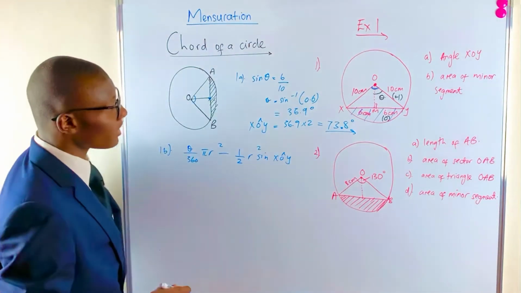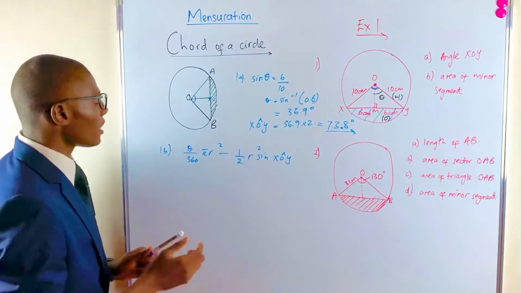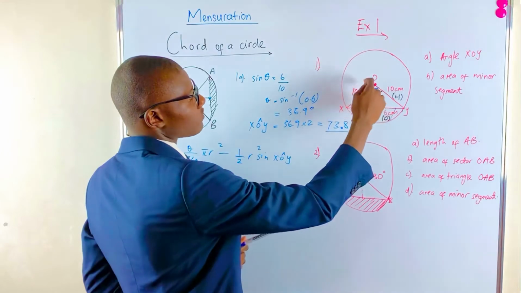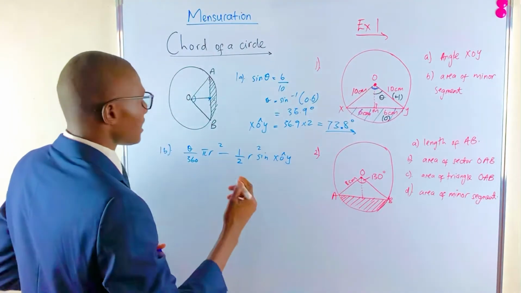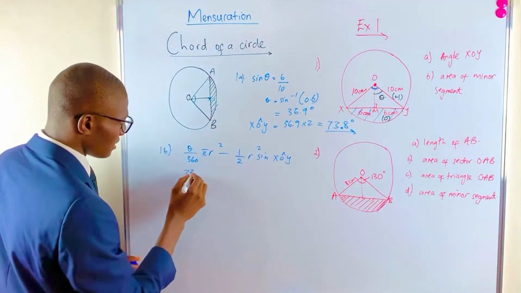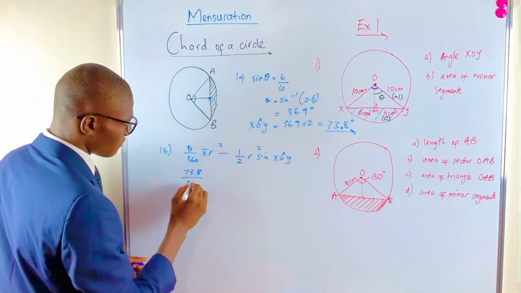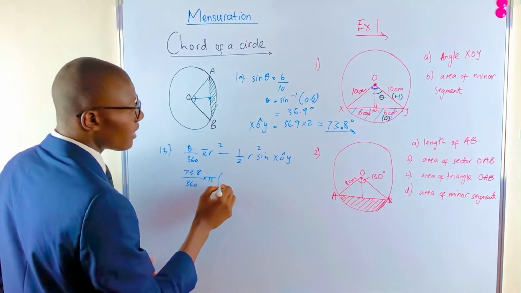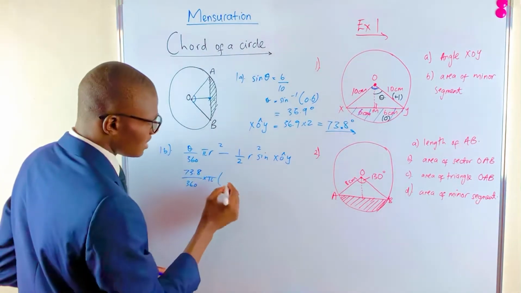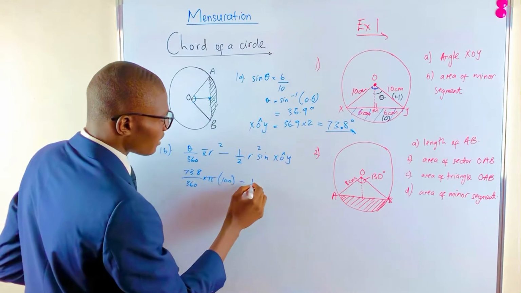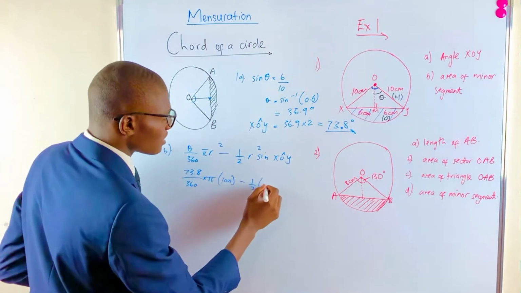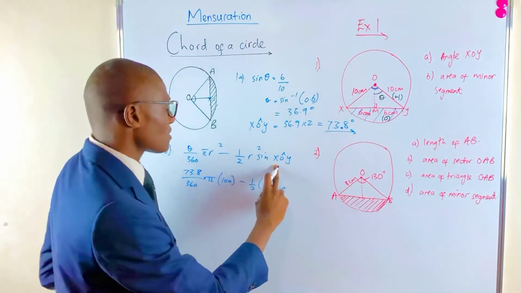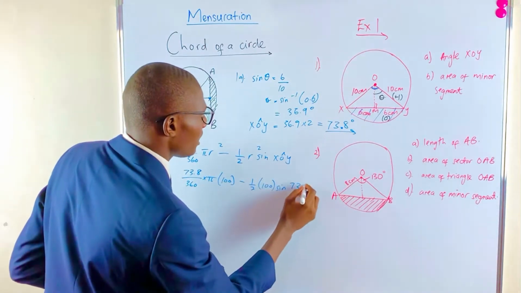So now if we substitute, we got our theta, which is this angle, the whole of this angle. We got it as 73.8. So 73.8 over 360 times pi r squared. Radius is 10, 10 squared will give us 100, minus 1 over 2 r squared, that's 100, sine of the angle x or y, which is 73.8.